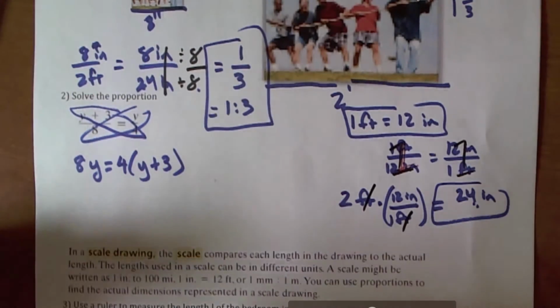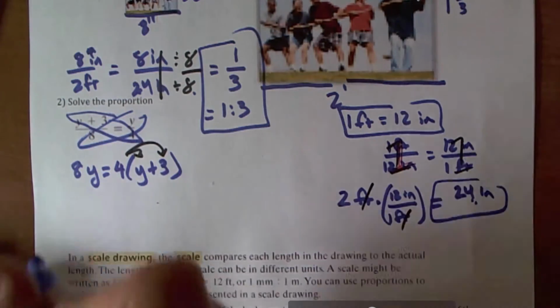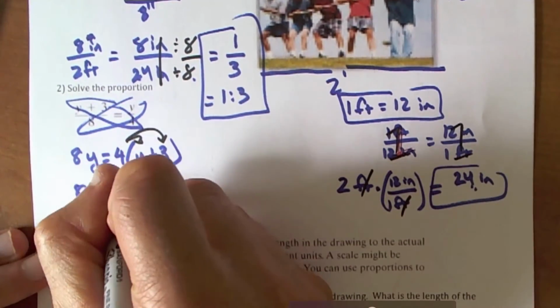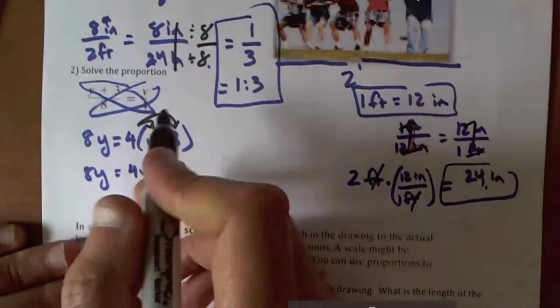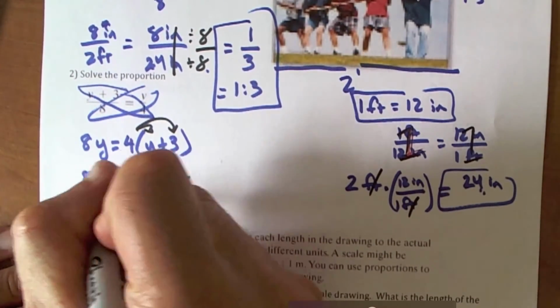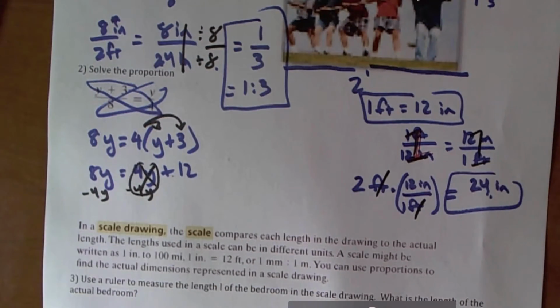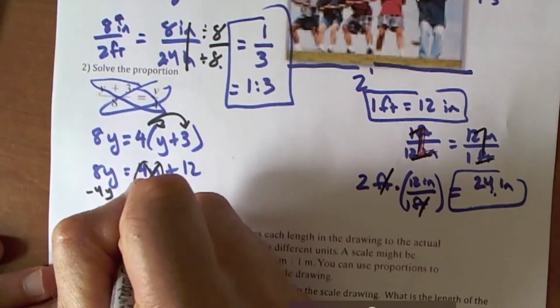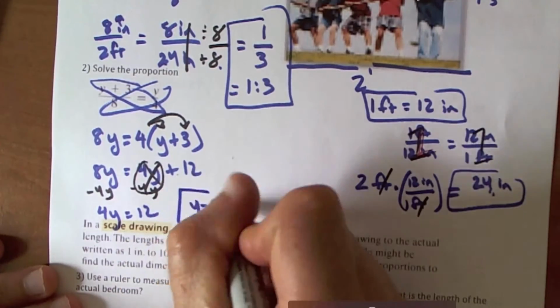So I'm going to distribute and make sure I don't forget that. So we get 4y plus 12. Okay, I've got y's on both sides, so I'm going to subtract 4y from both sides. It's going to be 0 over here. So I'm left with 4y equals 12. I divide both sides by 4, I get y equals 3.